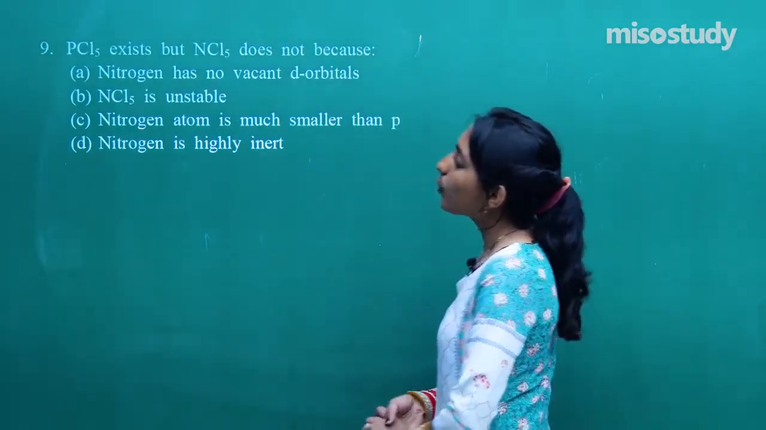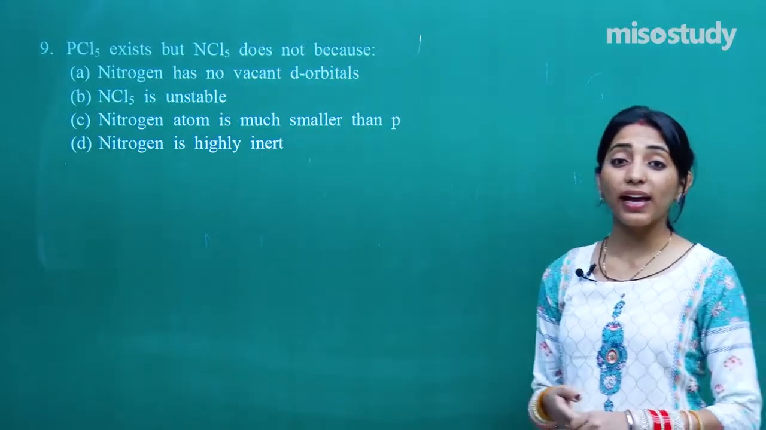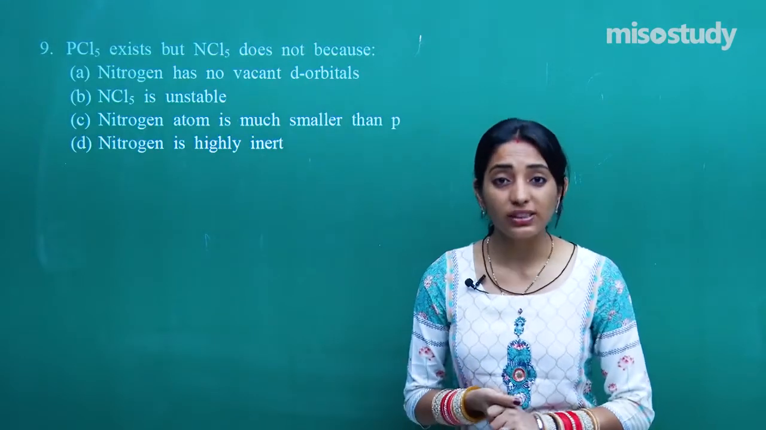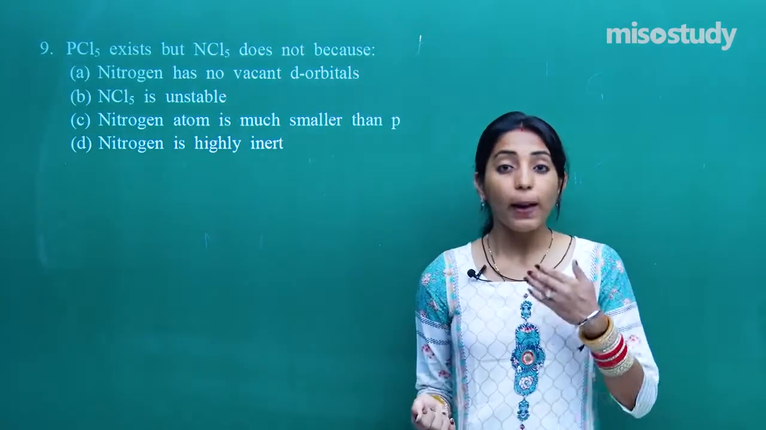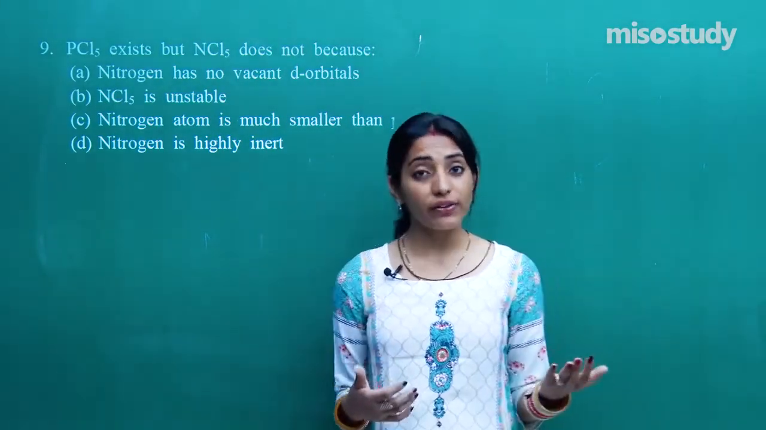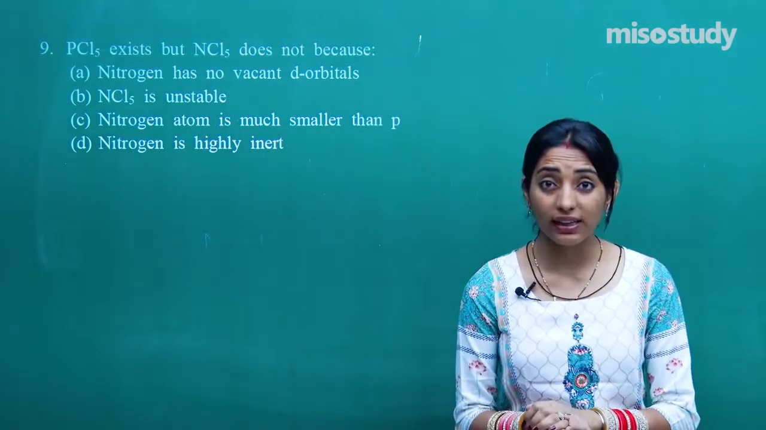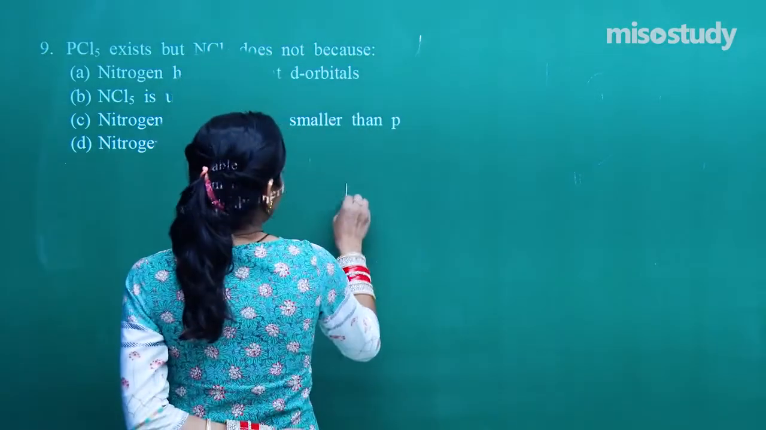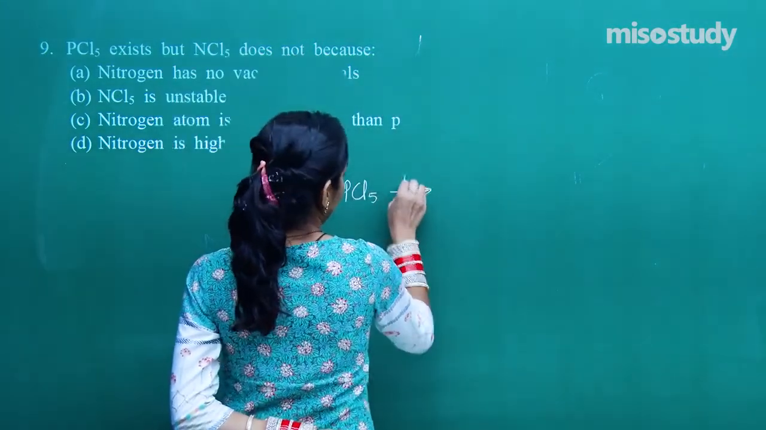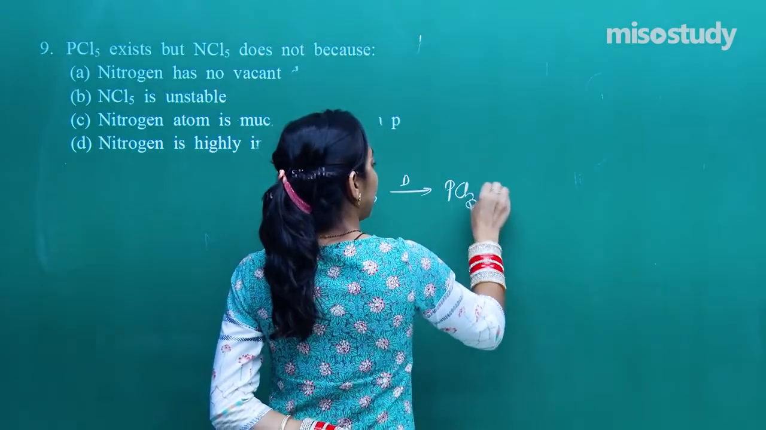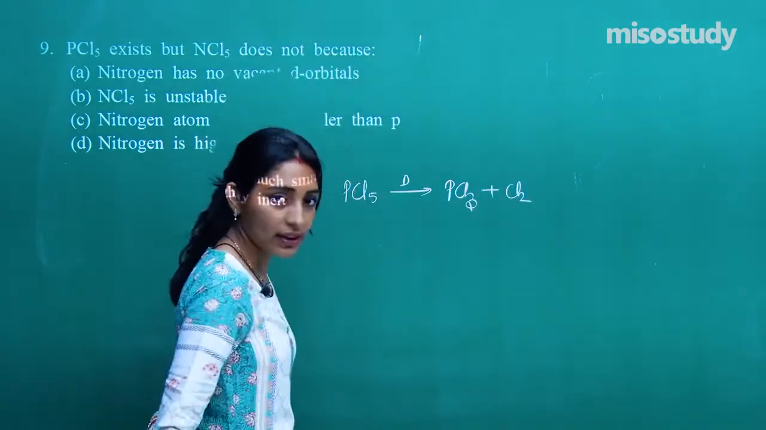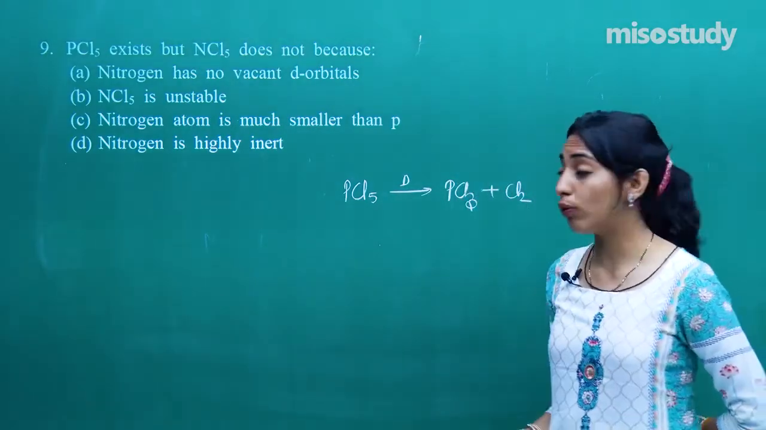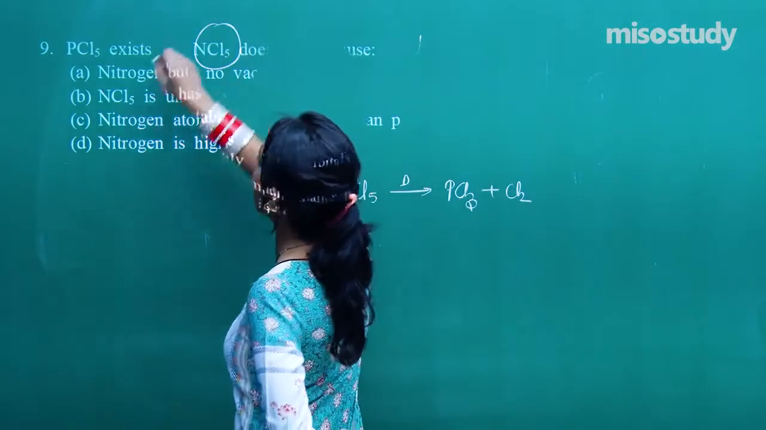It says that PCl5 exists but NCl5 does not exist because. I know an obvious answer for this particular question. Like you know, right? PF5 exists, PCl5 exists. Although even PCl5 is not very stable and on heating, PCl5 also goes for decomposition and gets converted into PCl3 and Cl2. Right? But yes, PCl5 does exist, but there is no proof of existence of NCl5.